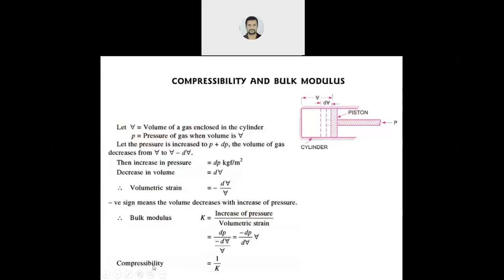Now, what is compressibility? The mathematical expression of compressibility is nothing but the inverse of bulk modulus. Compressibility is the inverse of bulk modulus, so it is given by 1 by K. Okay friends, so you have seen the capillarity effect, compressibility and bulk modulus. Today we have dealt with three properties of liquids. I hope it is clear to everyone.